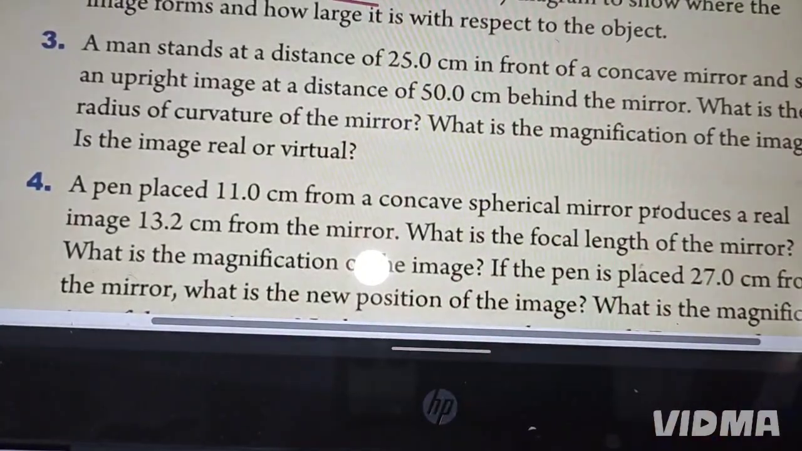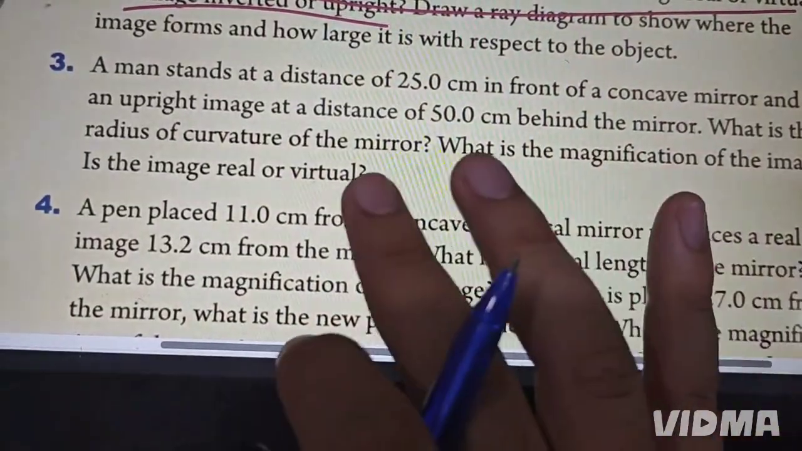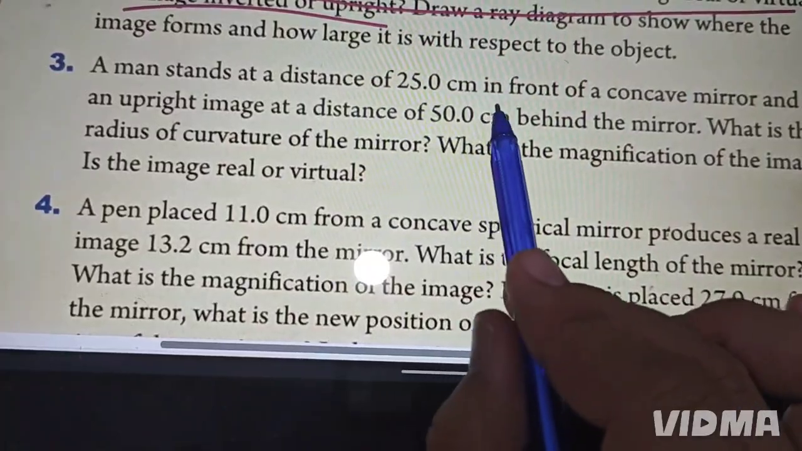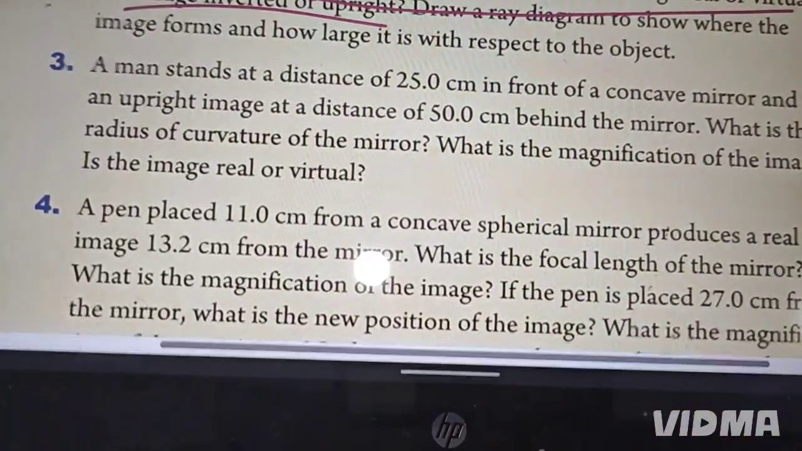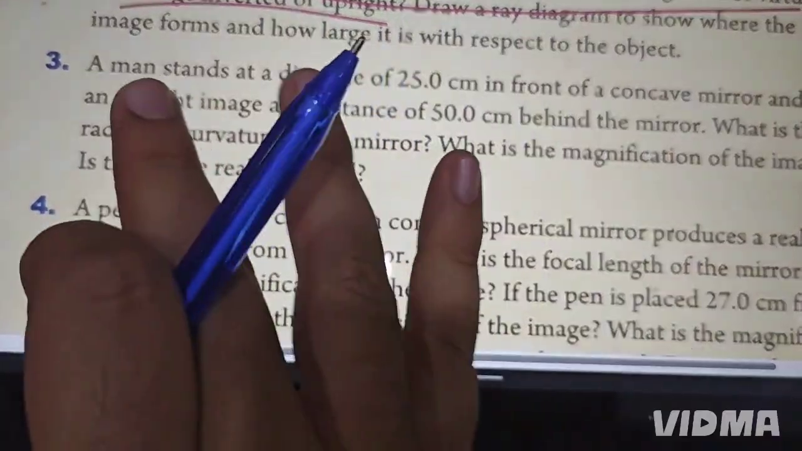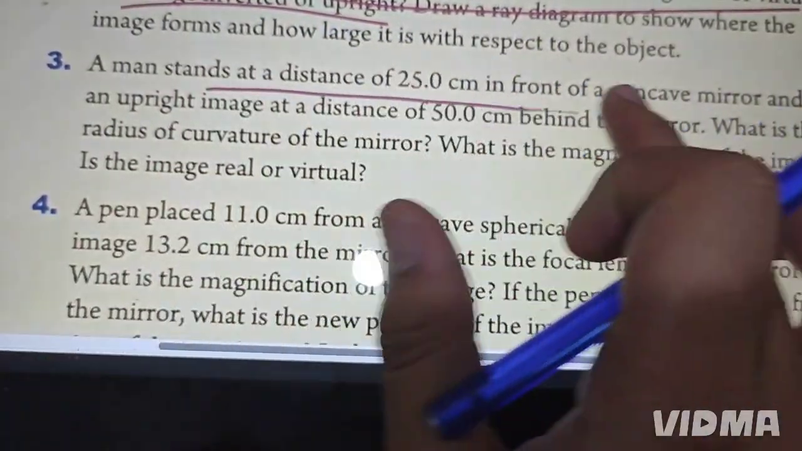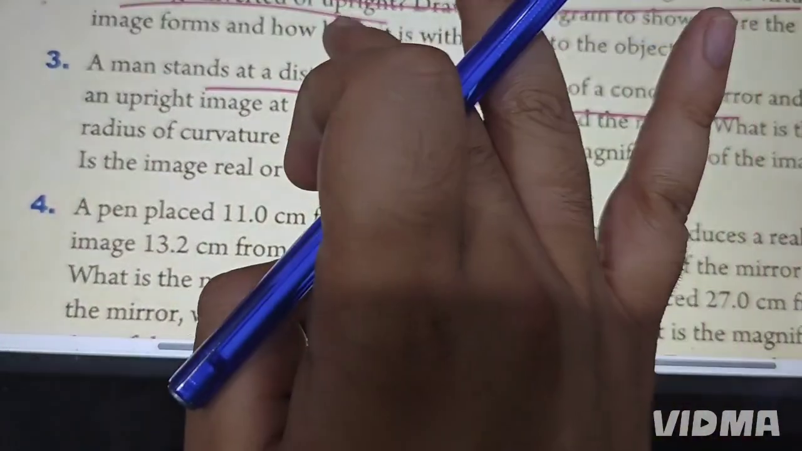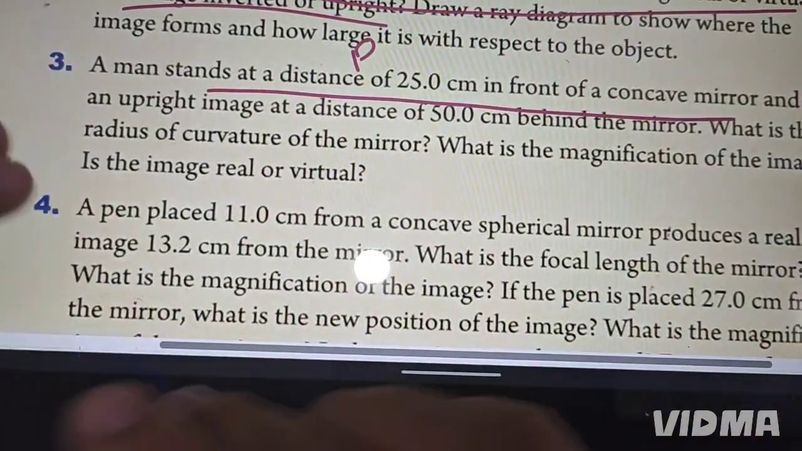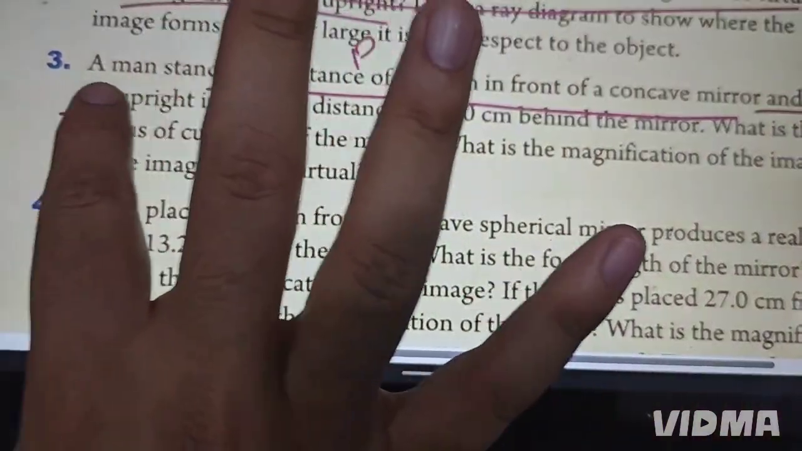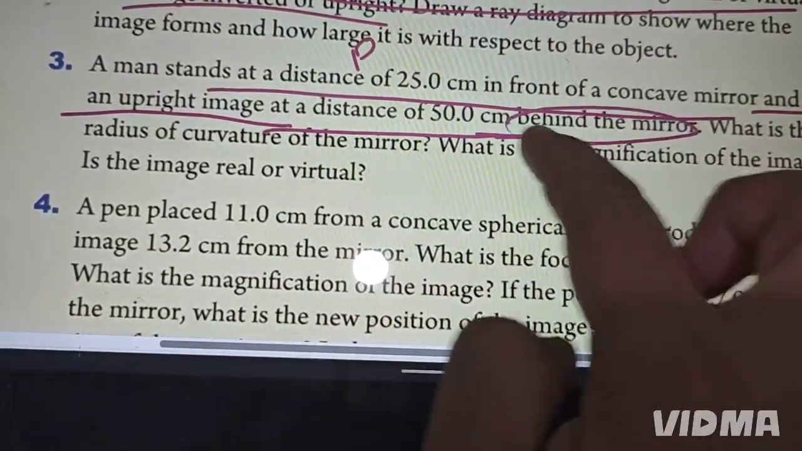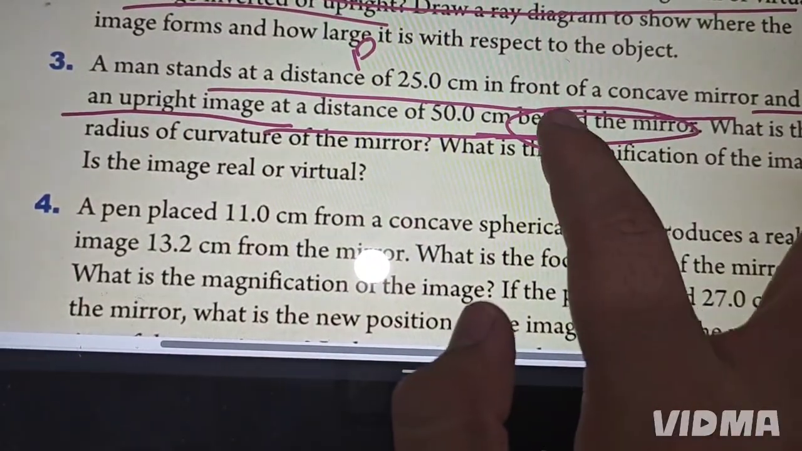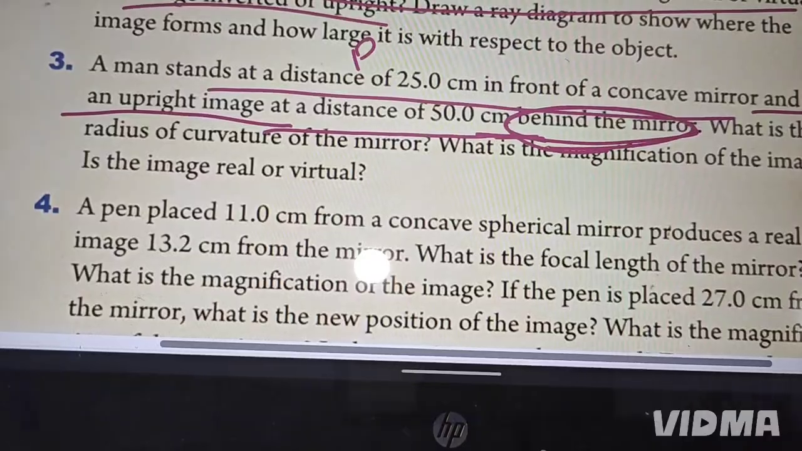A man stands a distance 25 centimeter in front of the concave mirror. This means the object, a person, stands in front of the concave mirror. So this is P, the object, and sees an upright image, distance 15 centimeter behind the mirror. Be careful. Behind the mirror, the image is virtual.